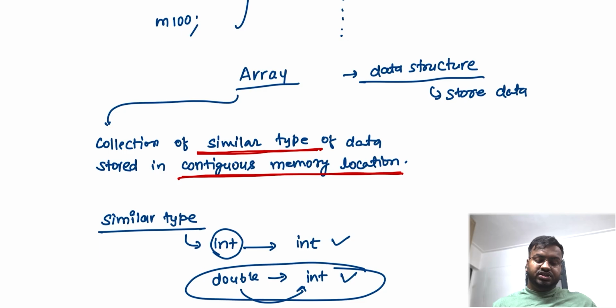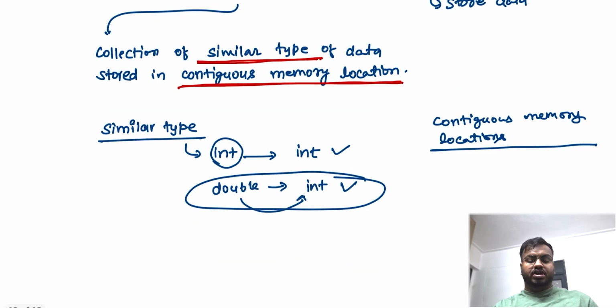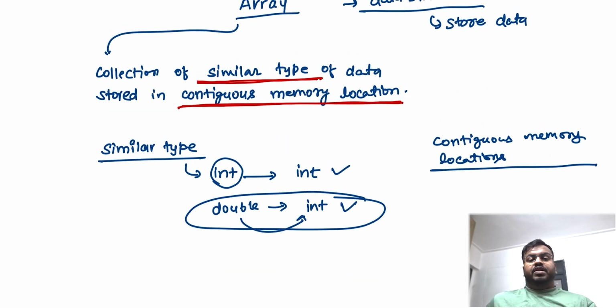Then the next important point was that it stores the data in contiguous memory locations. What is a contiguous memory location? Whenever you write a program, memory is allocated for your program by the operating system. So whenever you create a variable, or any other data structure, memory is assigned to that particular data structure or variable.